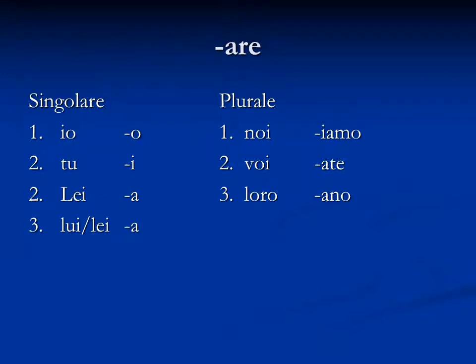The -are endings are as follows: o, i, a, iamo, ate, ano. And to conjugate the verb, what we would do is remove the -are and simply add one of these endings. So once again, it is o, i, a, iamo, ate, and ano.